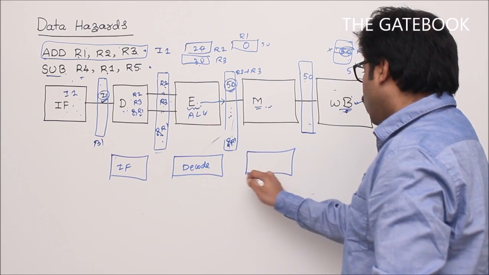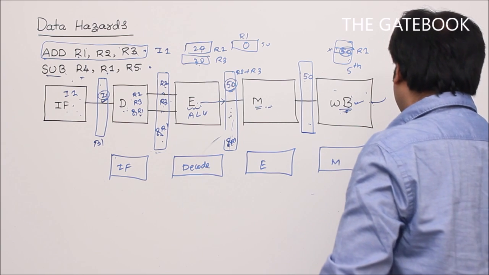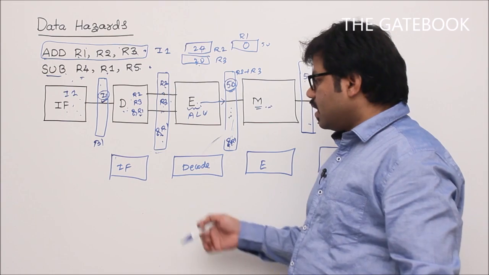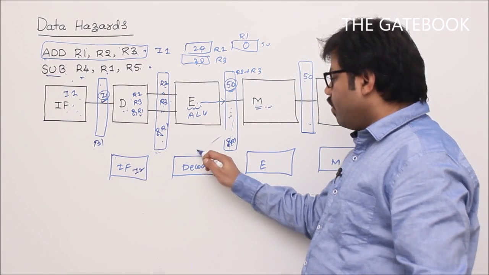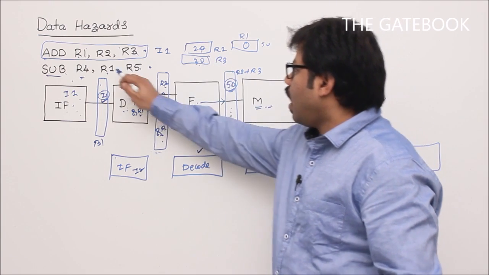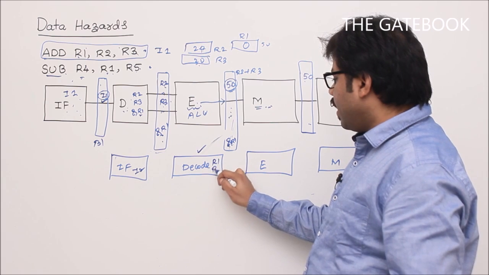Instruction fetch, decode, execute, memory, write back. So we pretend that the hardware is designed in such a way that instruction I2 will be fetched, and decoding will be done. Then the wrong content of R1 comma R5 will be taken, the content of R1 comma R5 will be taken, which is wrong.